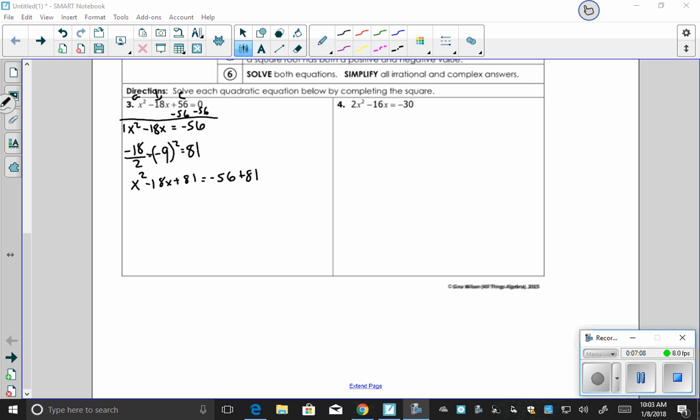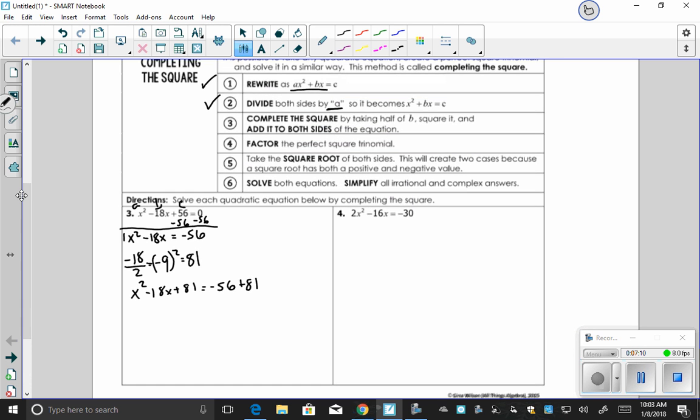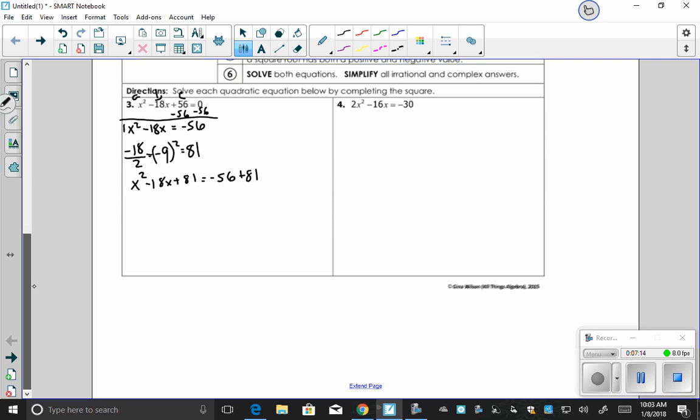Once you add it to both sides, I'm done with step 3. Step 4 says to factor. So I'm going to factor this, just like I did in the warm-up. Factors of 81 that will add to give me 18. Well, 9 times 9 is 81. Add them together to get negative 18. They both have to be negative.